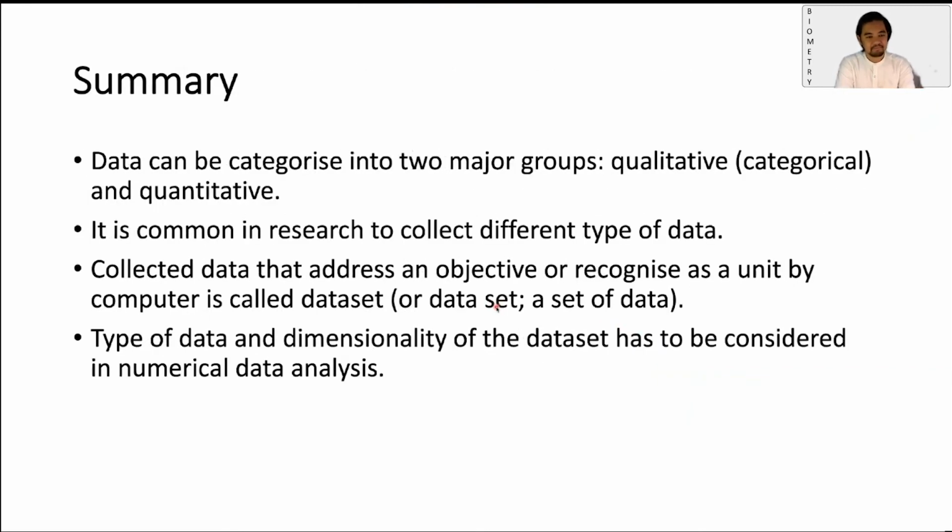In summary, data can be categorized into two major groups: the data that you collected in your experiments, qualitative and quantitative data. It's time to be aware, when you do your experiments for your final year project, that you need to know what kind of data you're going to collect. It is common, even in a very small study, for example your final year project or dissertation, that you're going to collect different types of data with several dimensions.